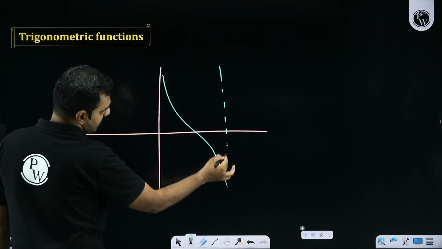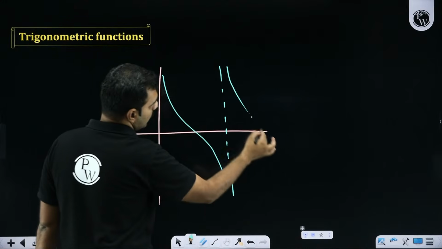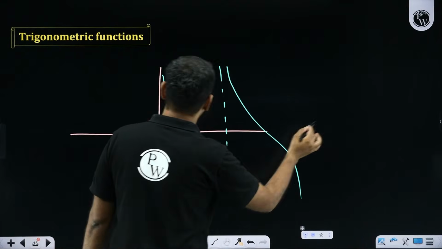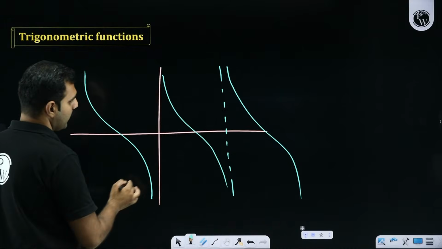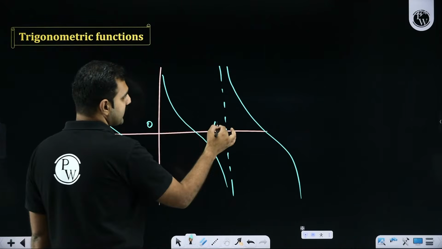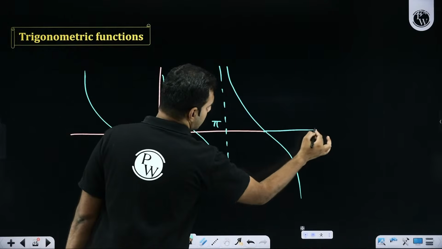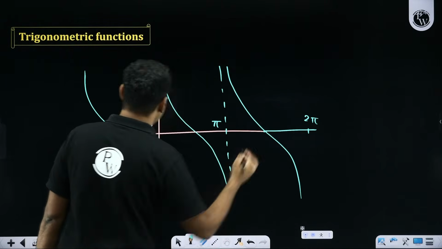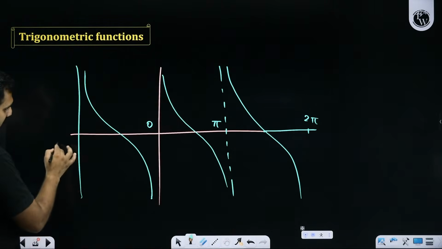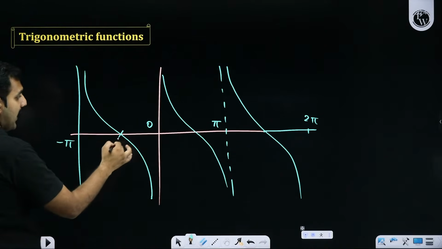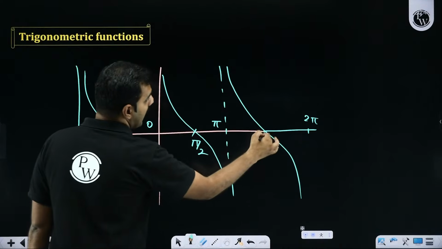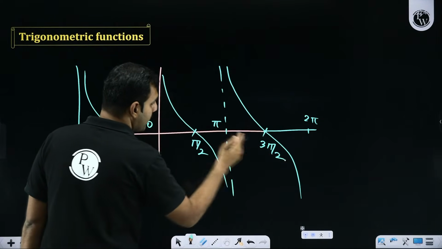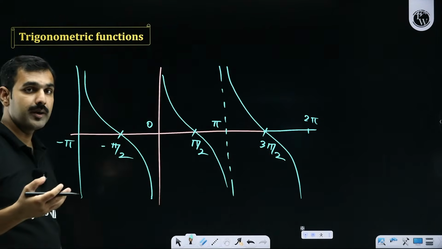It goes like this. Then it again goes like this. And this is how it keeps on going. So first of all, cot will stay between 0 to pi, then from pi to 2 pi, minus pi to 0, and so on. At minus pi by 2, at pi by 2, at 3 pi by 2, at all the odd multiples of pi by 2, it will become 0.